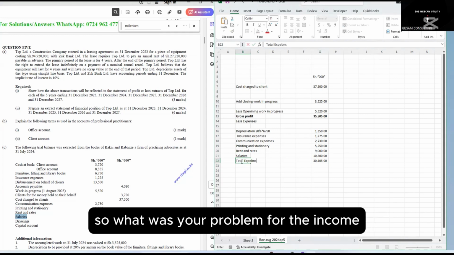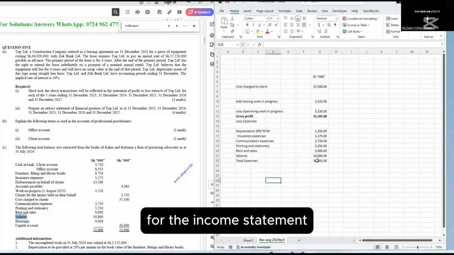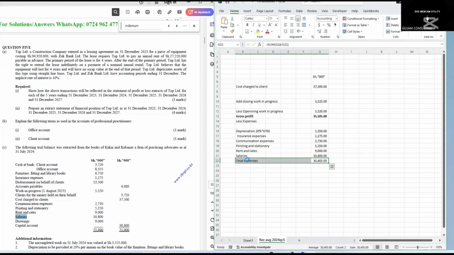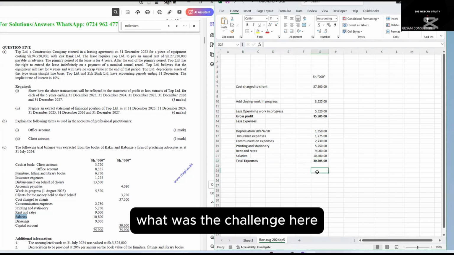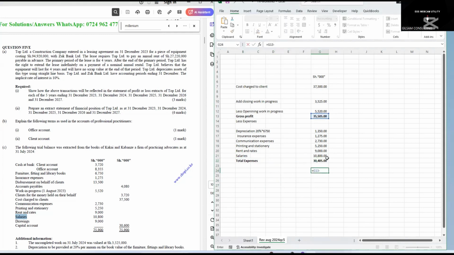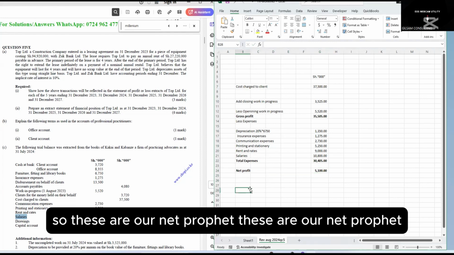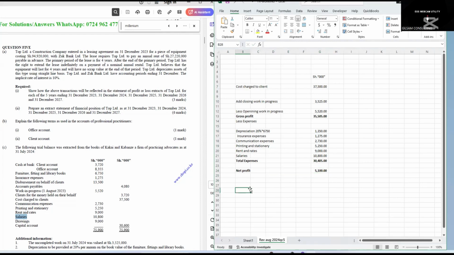So what was your problem for the income statement? What was the challenge here? This is our net. Yes. So this is our net profit. This is our net profit.